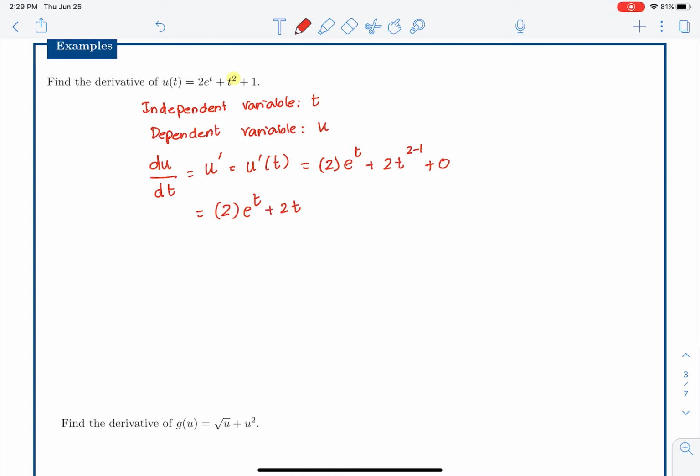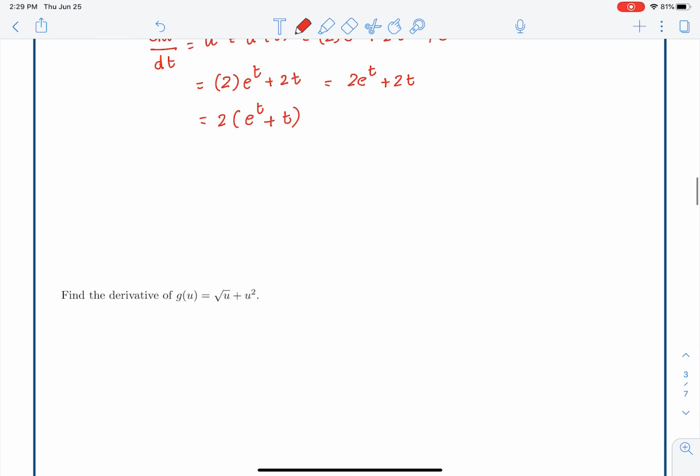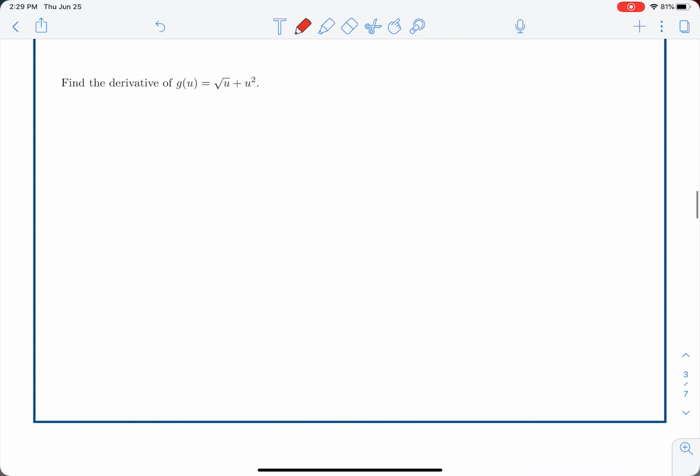2 minus 1 is 1. So we have 2 e raised t plus 2t. If we pull the 2 out, we have e raised t plus t. And that would be the derivative in its simplified form.